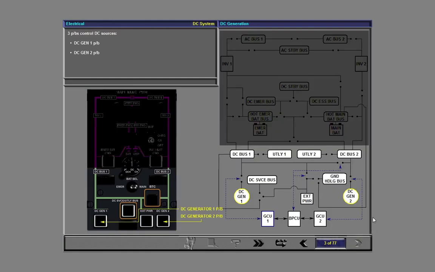3 push buttons control the DC sources: 2 push buttons for DC generators 1 and 2, and the external power push button. The 2 DC generator push buttons on the panel control the respective accessory gearbox-driven DC generators. The push buttons display fault annunciations and off annunciations.